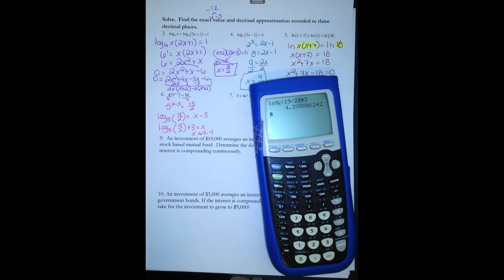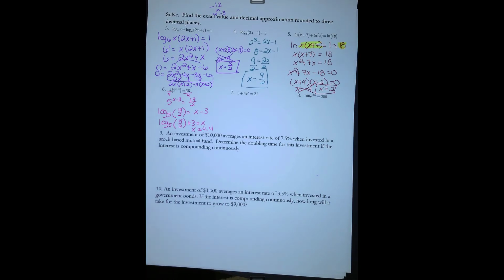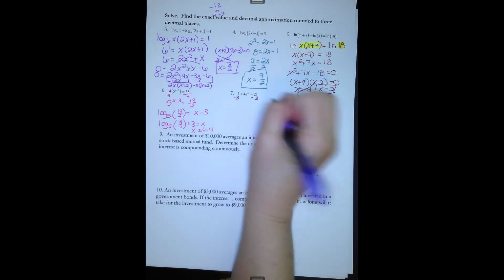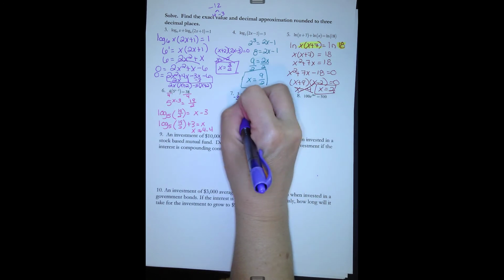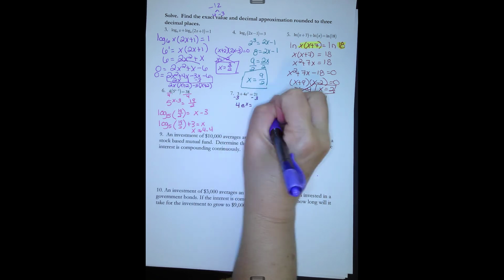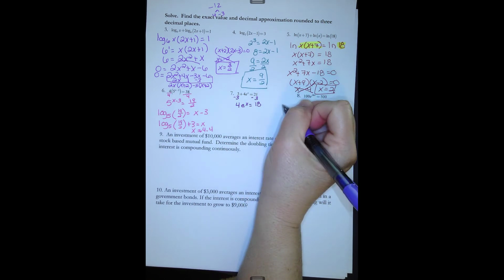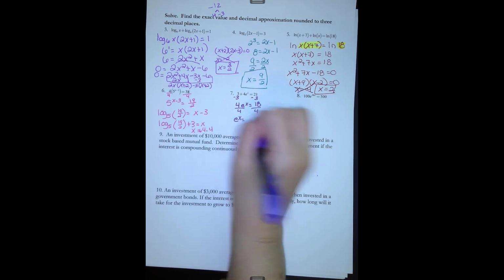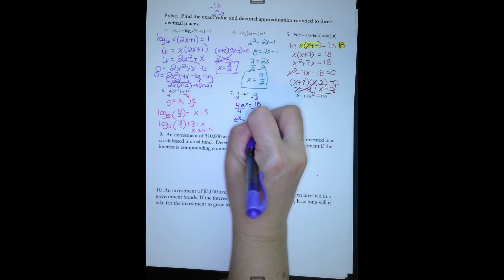Cool. So now, still along those lines, we've got 3 plus 4 times e to the x equals 21. So now we're going to go ahead and solve this one. Still getting that base by itself. First thing we're going to do is subtract 3. So we have 4 e to the x equals 18. Divide both sides by 4. So e to the x equals 9 halves.